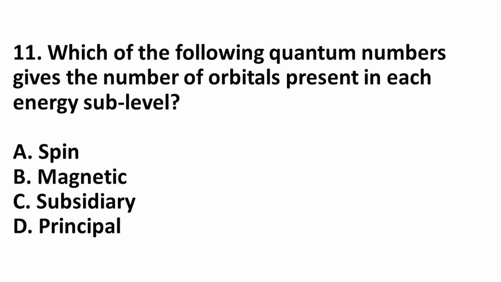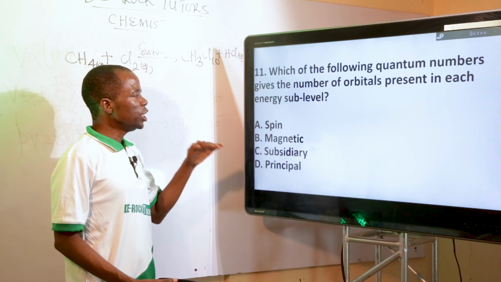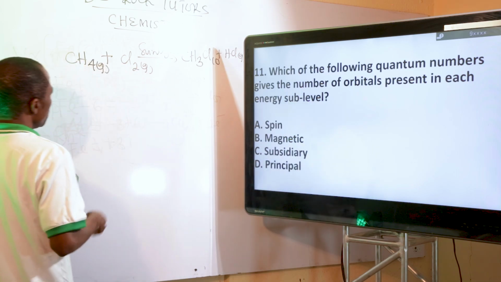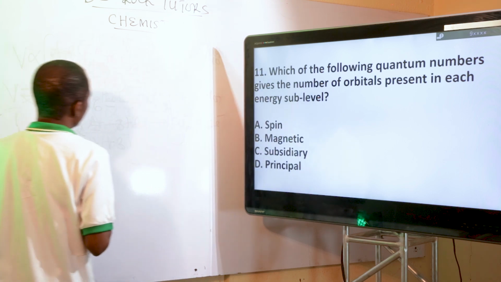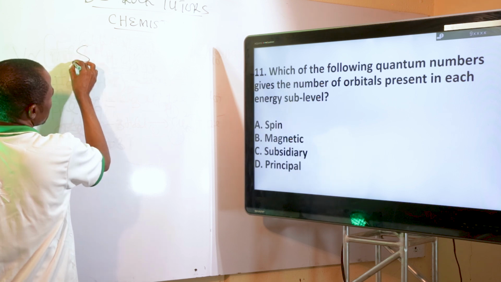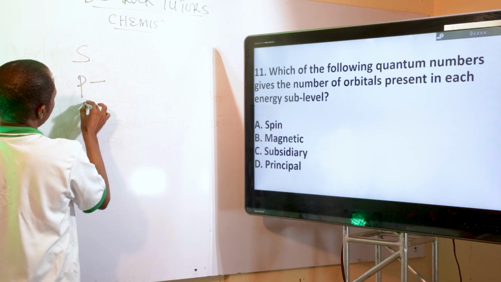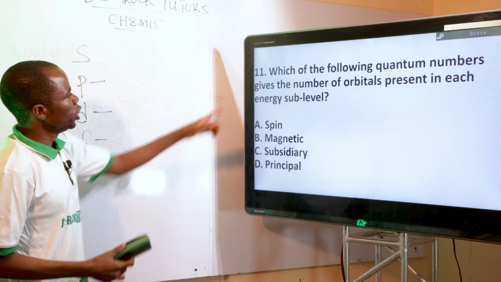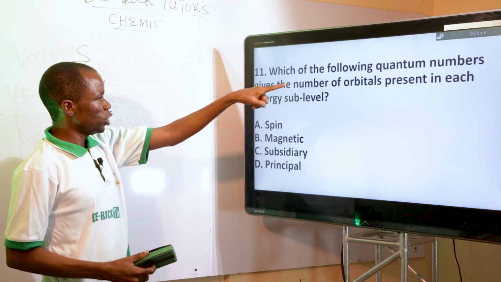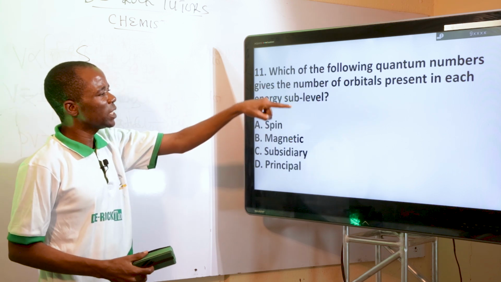Which of the following quantum numbers gives the number of orbitals present in each energy sub-level? The correct answer is magnetic quantum number. Remember, each energy sub-level. If I'm talking about energy sub-level, what are we talking about? We have 4 energy sub-levels. We have S energy sub-level, we have P energy sub-level, we have D energy sub-level, we have F energy sub-level.